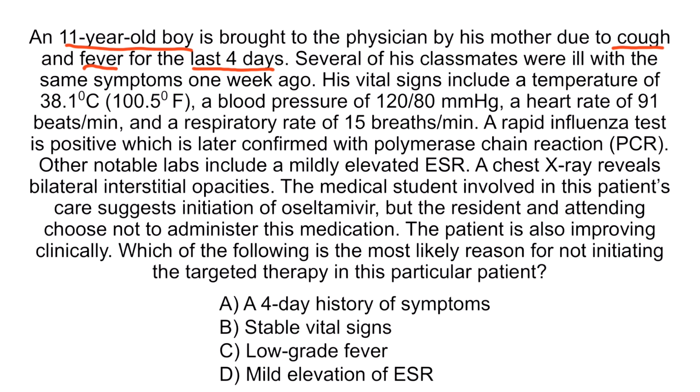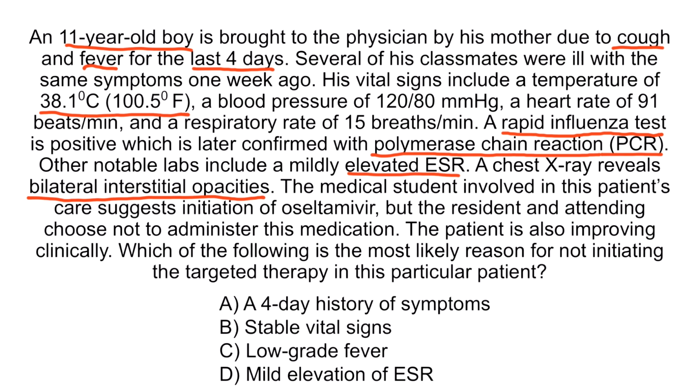His vital signs include a temperature of 38.1 degrees Celsius, a blood pressure of 120 over 80 millimeters of mercury, a heart rate of 91 beats per minute, and a respiratory rate of 15 breaths per minute. A rapid influenza test is positive, which is later confirmed with polymerase chain reaction. Other notable labs include a mildly elevated ESR. A chest X-ray reveals bilateral interstitial opacities.